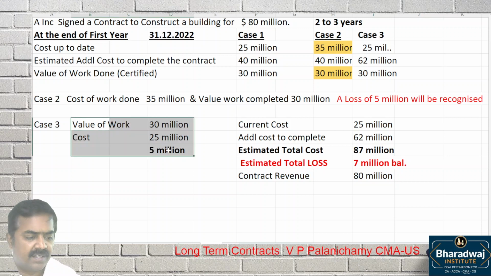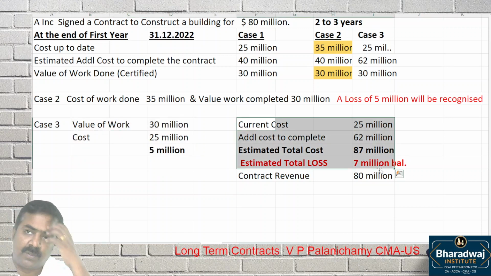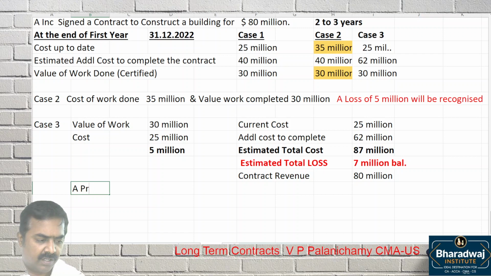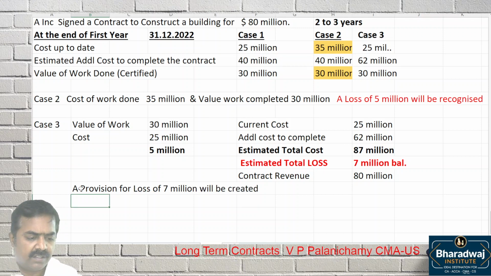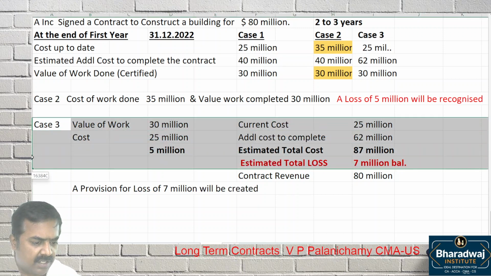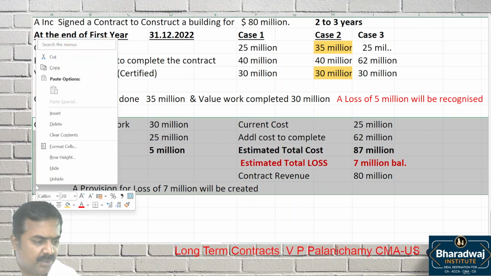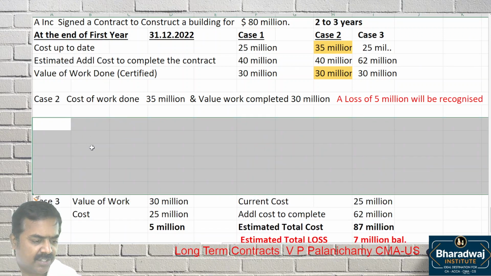So simple. Don't compare this and decide there's a profit or loss. Then in this case, we consider which one? Estimated for future also. Then in this case, a provision for loss. A provision for loss of how much million will be created? 7 million will be created. Now you would have asked the same question will come: Sir, why are you not doing this for case 2?